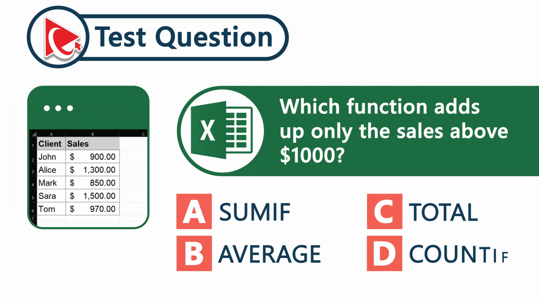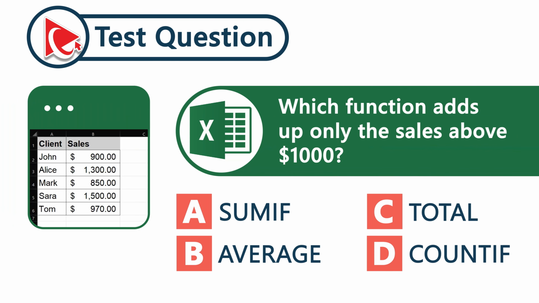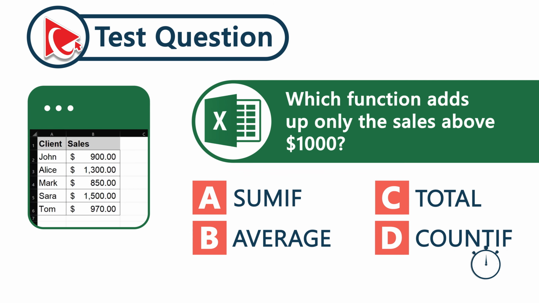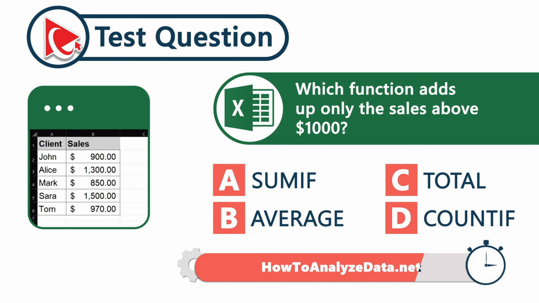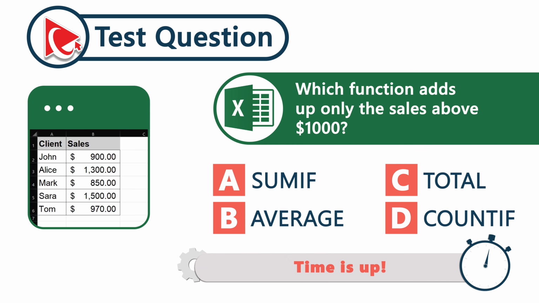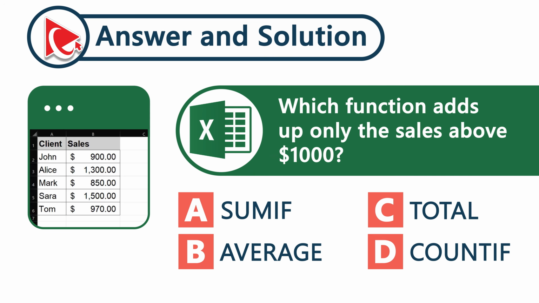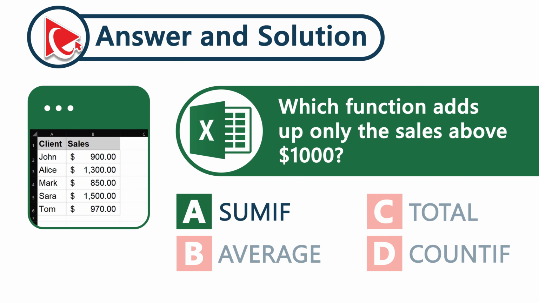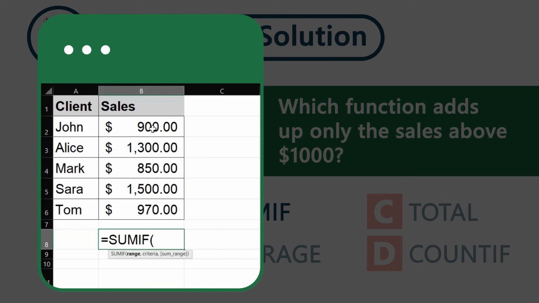In this question, you need to determine which function adds up only the sales above 1000. I think you might have guessed it. The correct answer is choice A, SUMIF. As you can see in the data, only Alice's and Sarah's values meet the condition. The result of the formula is 2800, which is 1300 plus 1500.